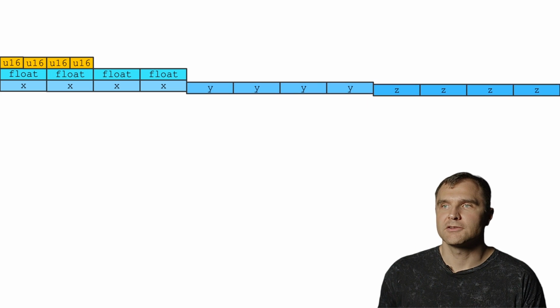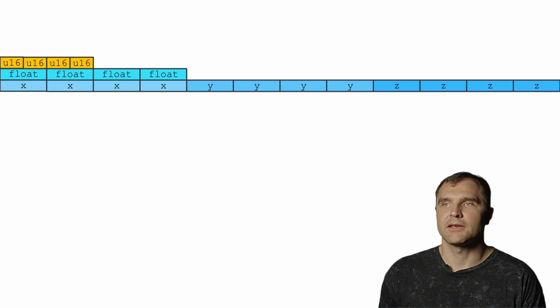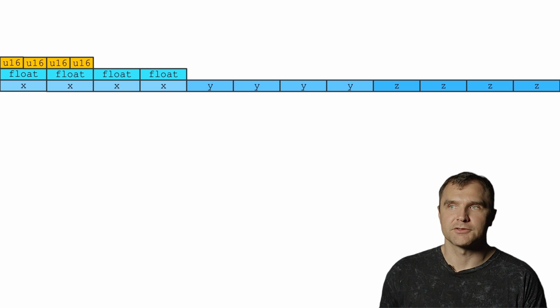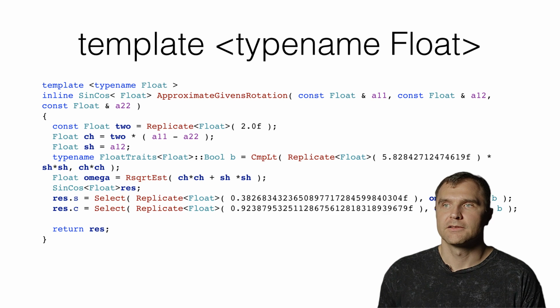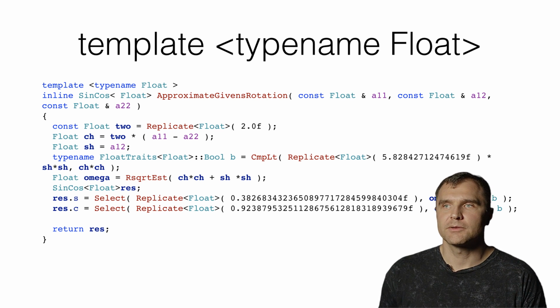After I do that, I replace all operations with their SIMD equivalent. This is the part where I actually start using SIMD operations. Sometimes I templatize code and data by type float. This function computes an approximate Givens rotation. If you pass float4 as a template argument, it will compute 4 Givens rotations. I wouldn't recommend it if you are not very familiar with SIMD. Also, there is a tool that does it for you. It's called ISPC.